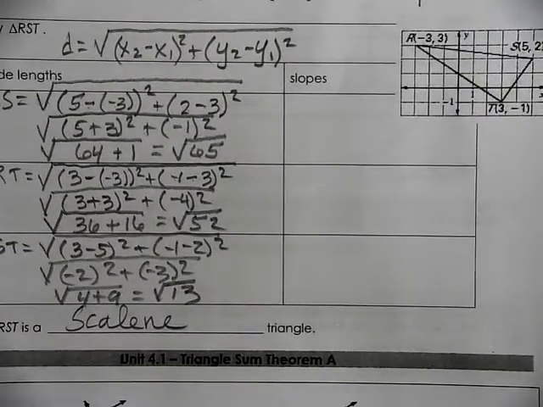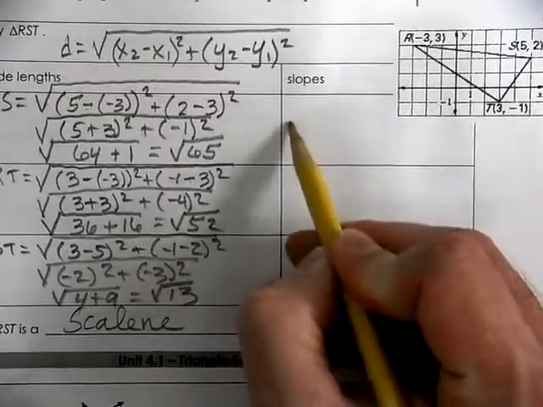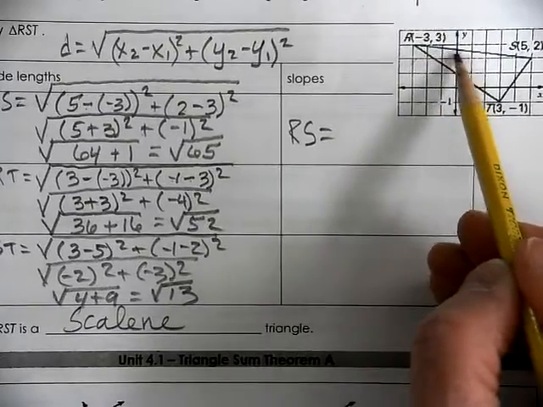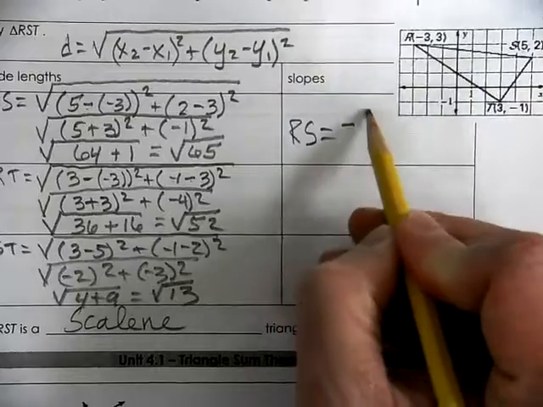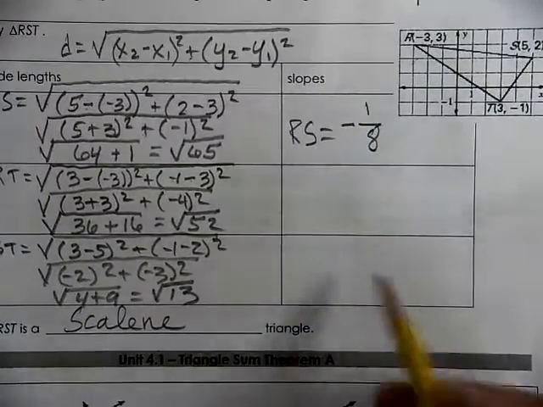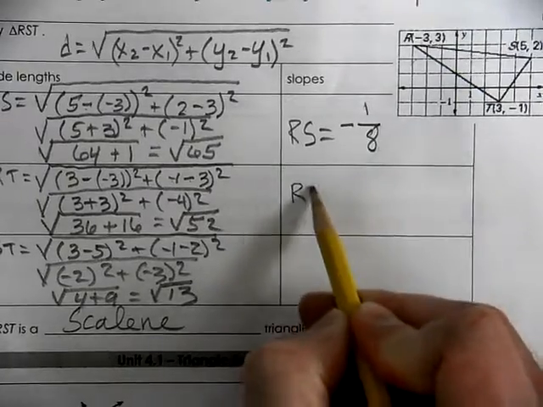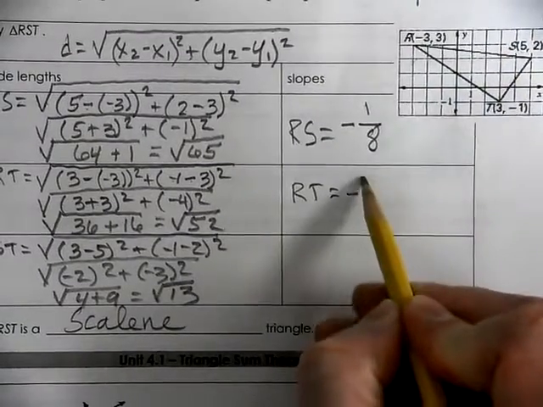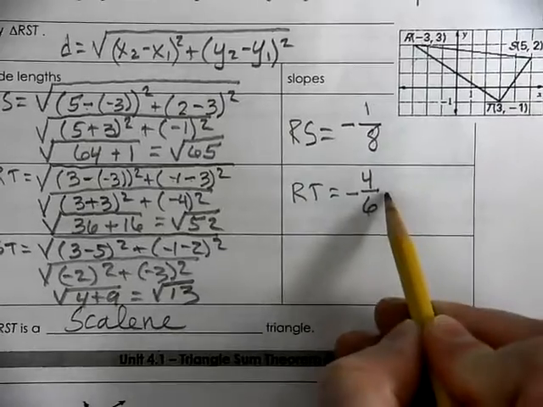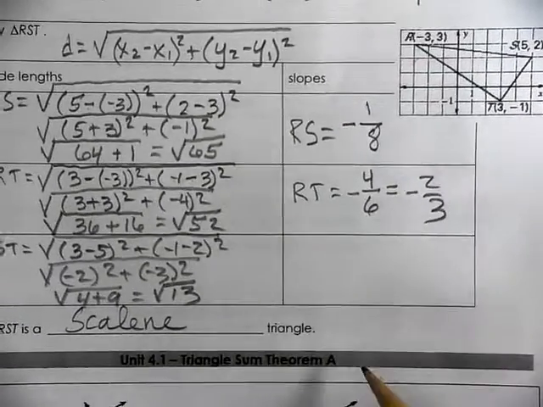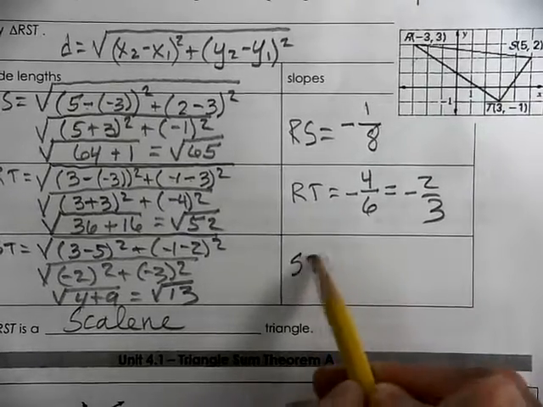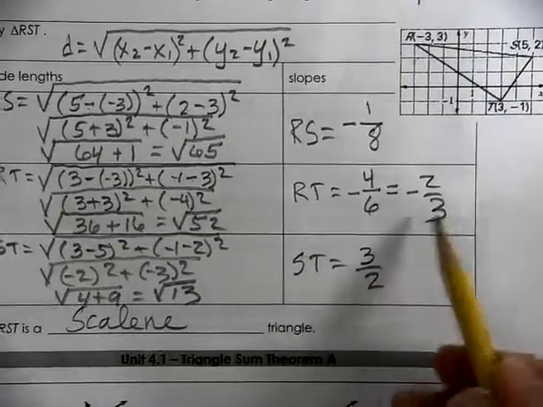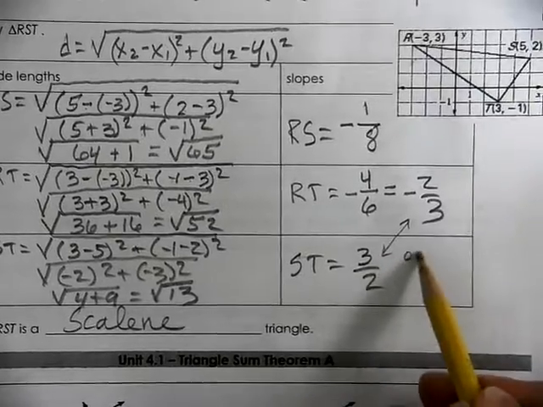Looking at our slopes, our slope for RS can just be counted from R to S, down 1 over 1, 2, 3, 4, 5, 6, 7, 8. Has a negative slope, so it's negative 1/8. RT goes up 1, 2, 3, 4 over 6. Up 4, but to the left 6, so that can be reduced to negative 2/3. And then my final one, ST, would be up 1, 2, 3 over 1, 2. And there you see opposite reciprocals.